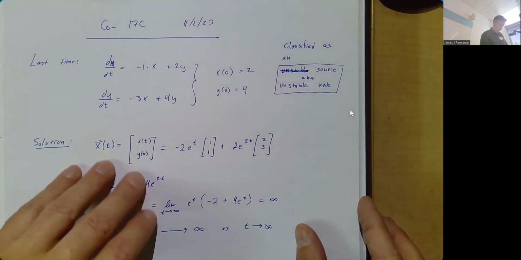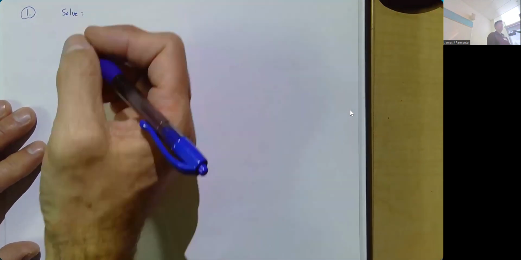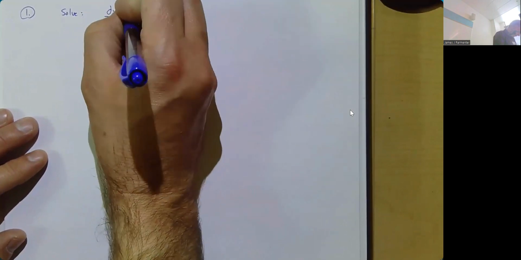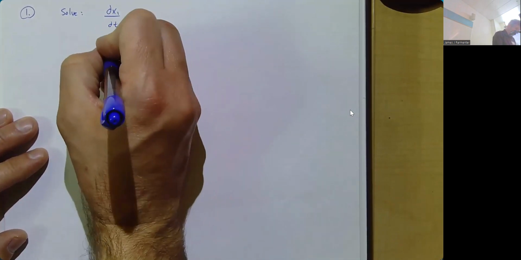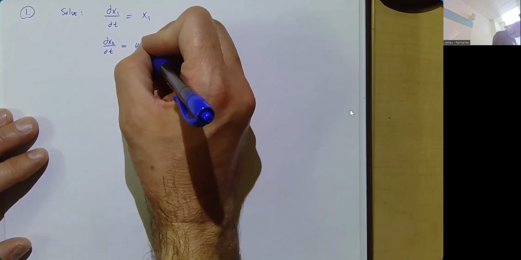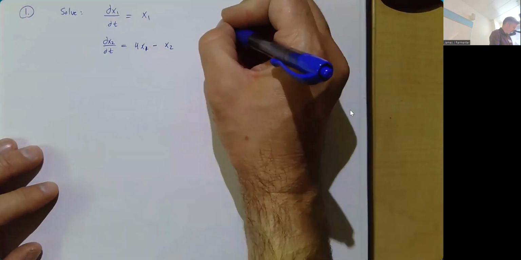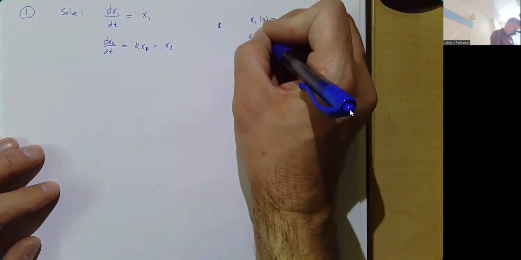Let's say we have the following. Here's our system of differential equations that we're going to solve. Instead of using x and y, I'm going to use x1 and x2 this time. So we have dx1/dt equal to x1 and dx2/dt equal to 4x1 minus x2. We also have initial conditions: x1(0) is equal to 2 and x2(0) is equal to 10.